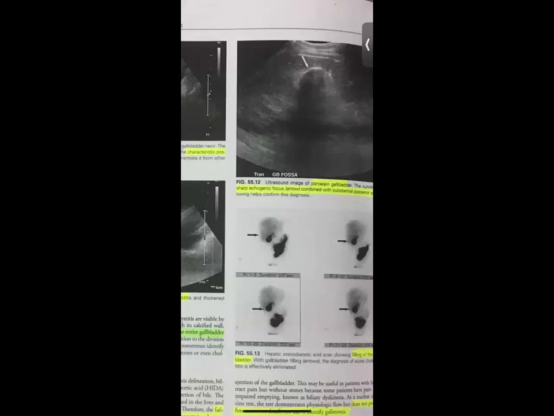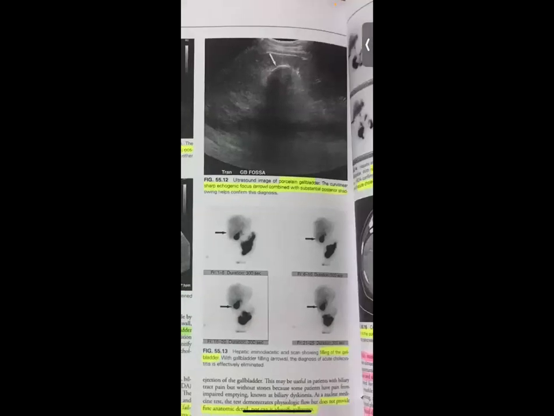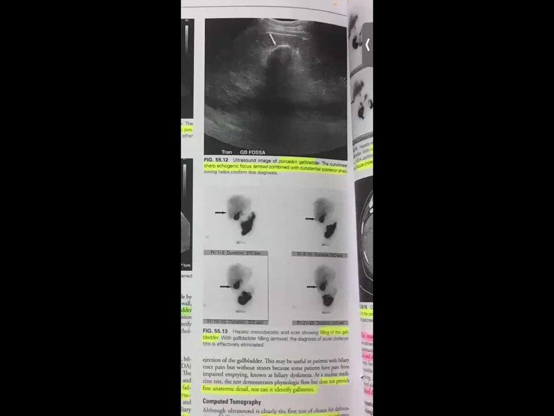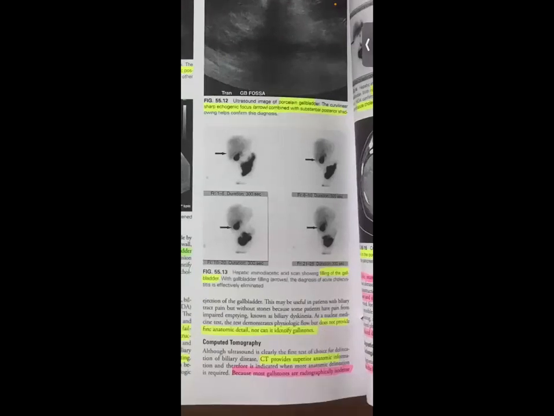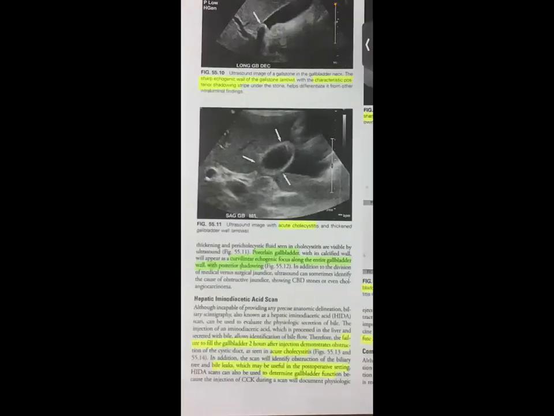In porcelain gallbladder, we can see the curvilinear sharp echogenic focus. That is the distinguishing feature of porcelain gallbladder. And posterior acoustic shadow, both will be there: curvilinear echogenic focus and posterior acoustic shadow. This is HIDA scan, I'll be covering it shortly. So this is porcelain gallbladder, curvilinear echogenic focus along the entire gallbladder wall with posterior shadowing. We just saw the image. So next is HIDA scan.